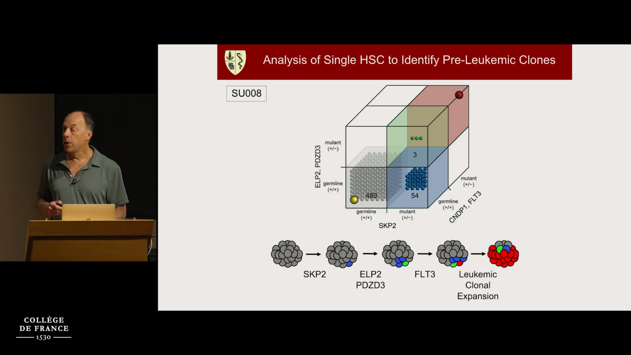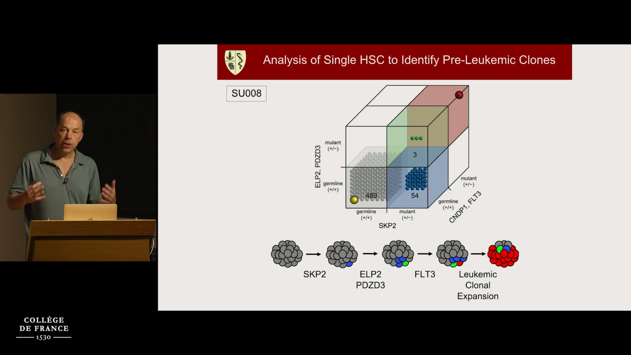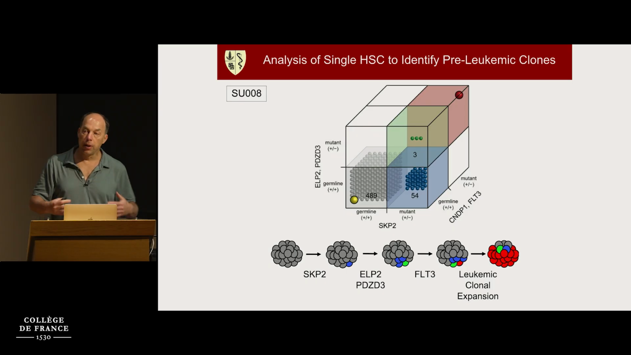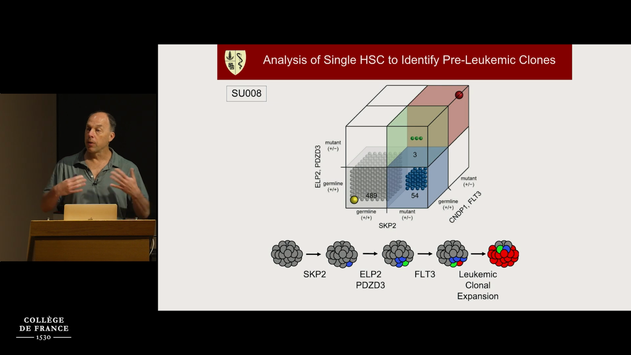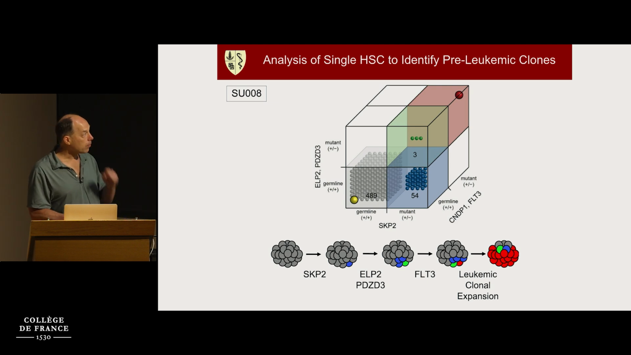And it was like this. So this was the first way to look at a true naturally occurring cancer in an individual human and work out the order of mutations that happened early on to cause that cancer. It must have been like this. SCIP2 was first, then ELP2 and PDZ-D3 happened. At some point, we don't know which order those happened.